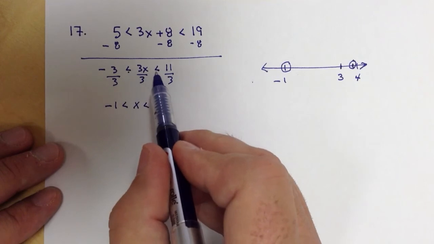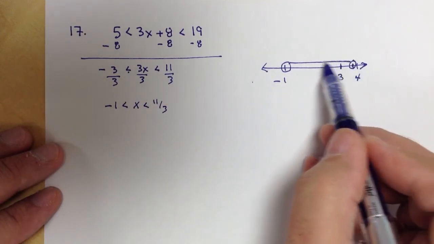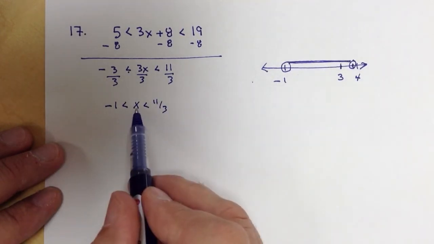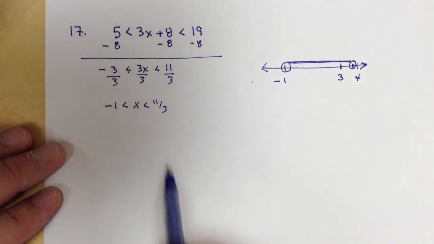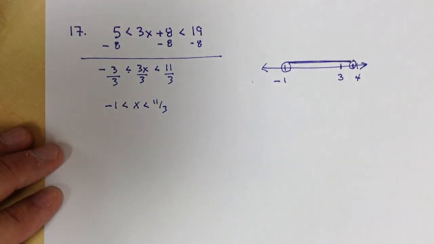Open circle, and it's going to be between. X is between -1 and 11/3.